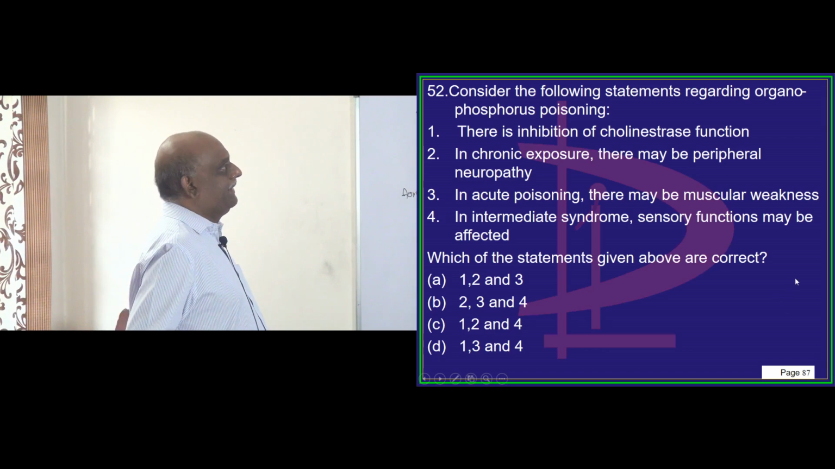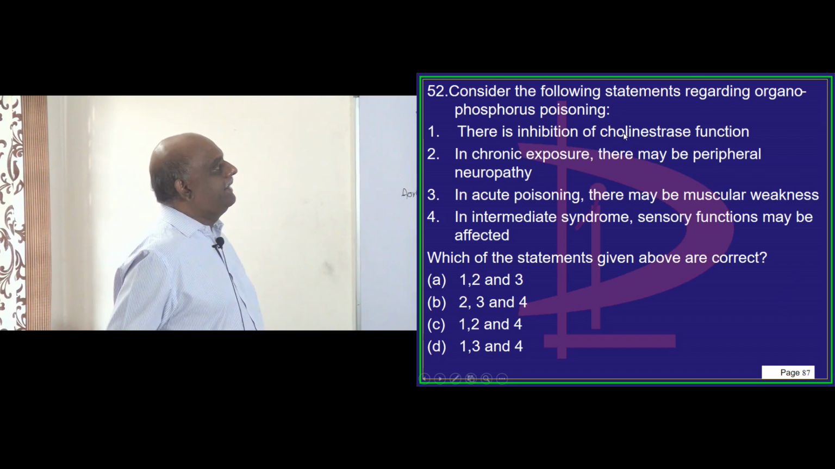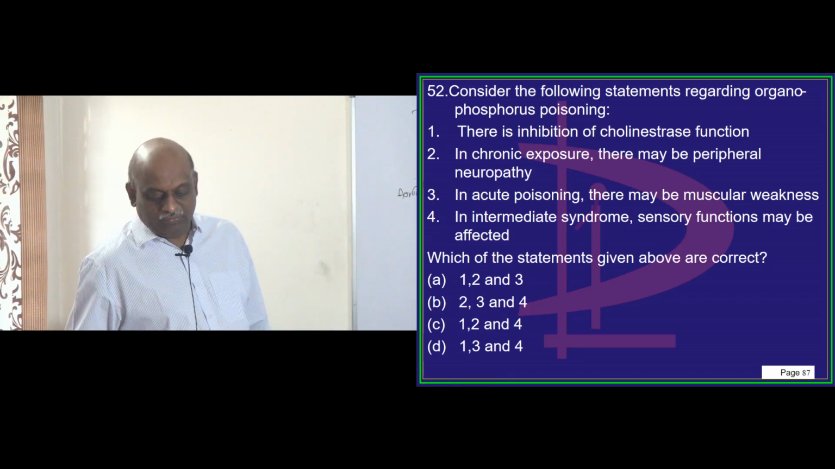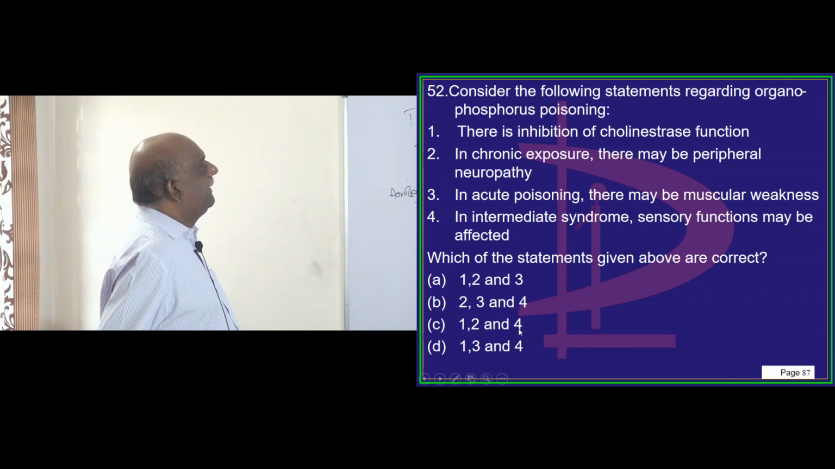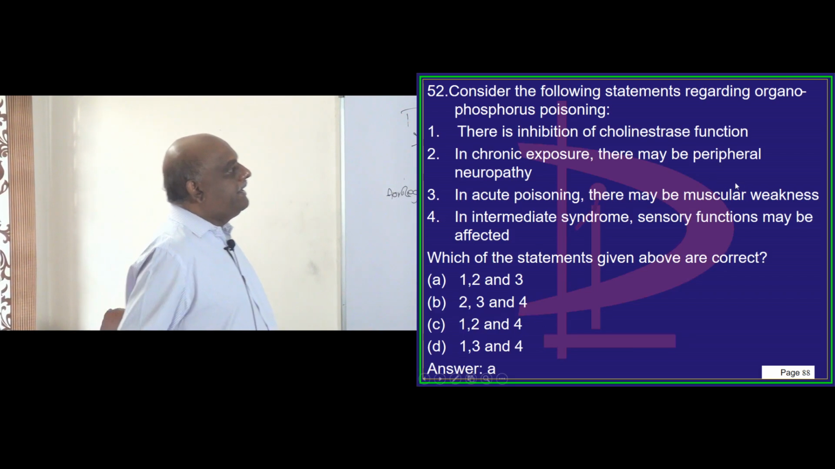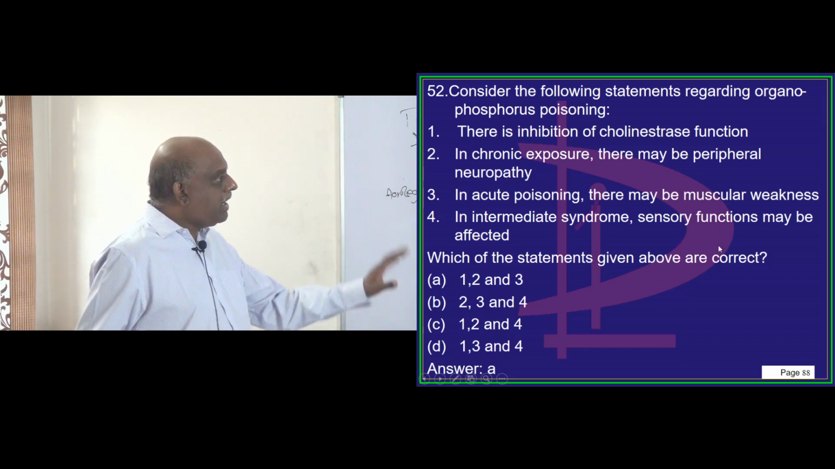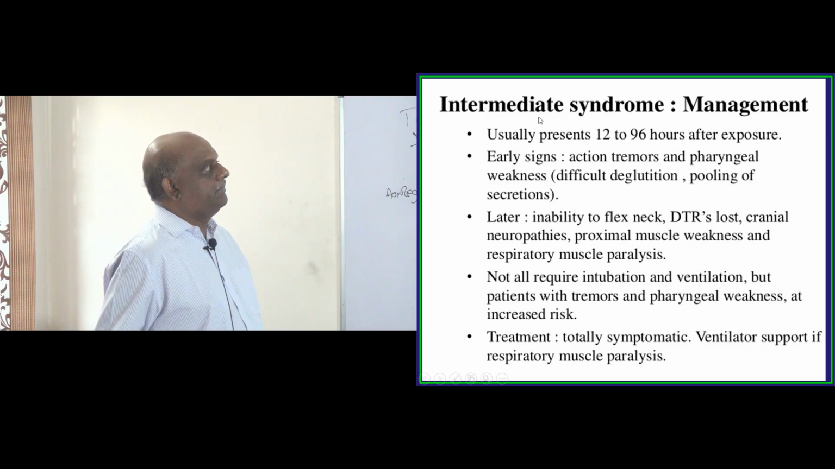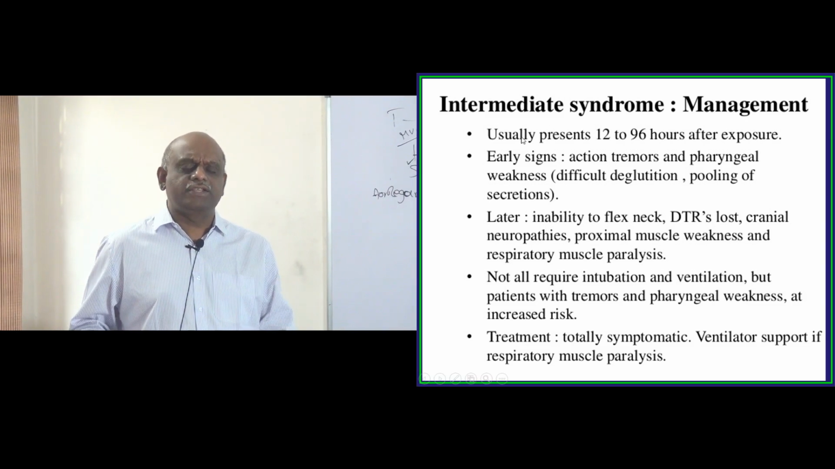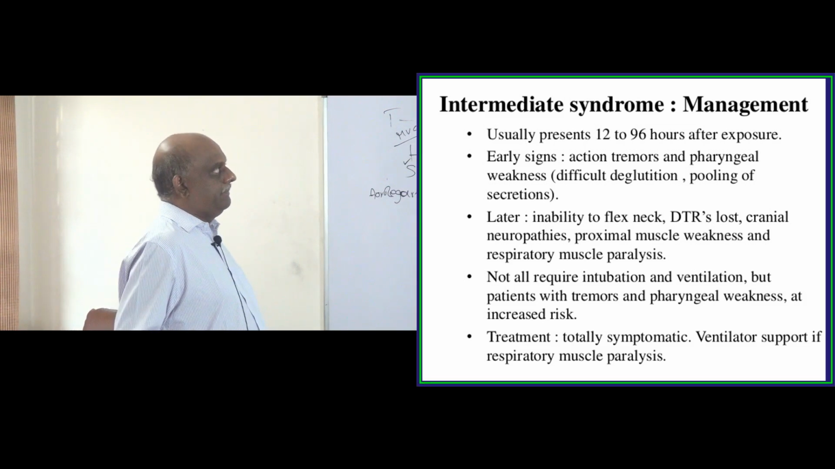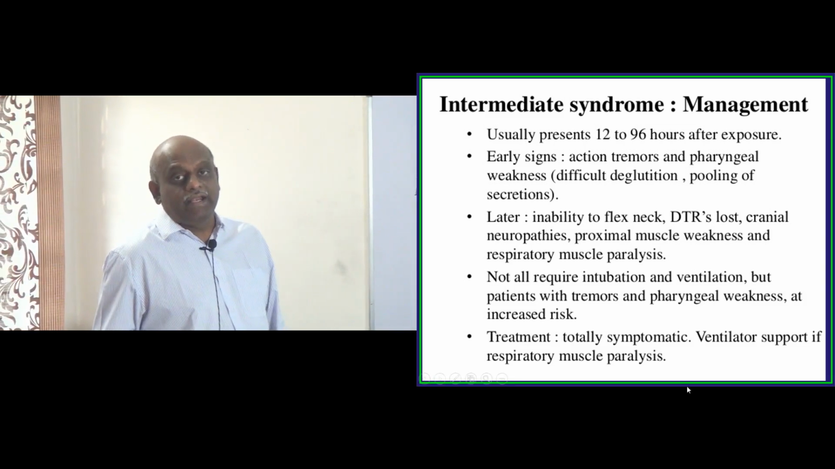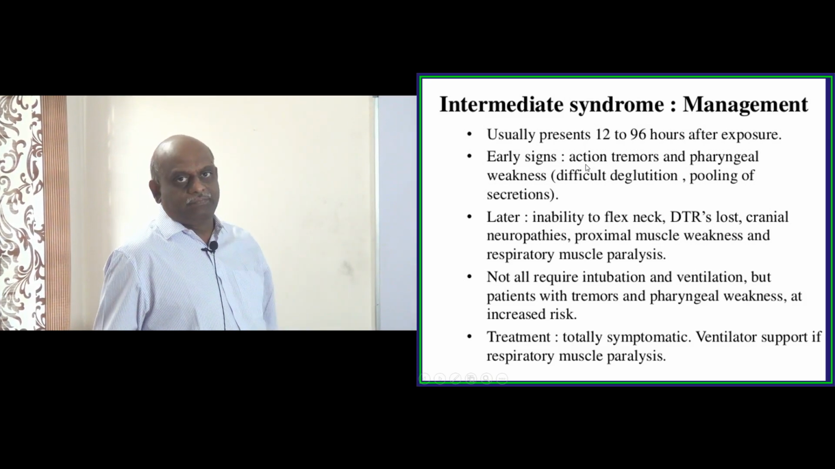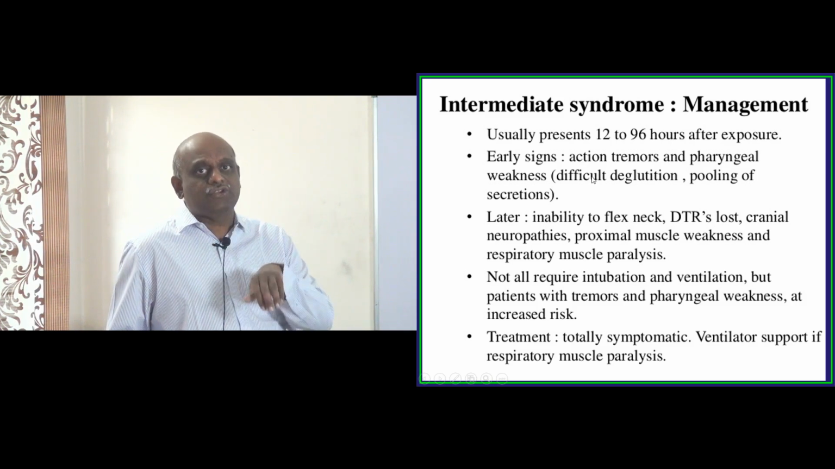Okay. In organophosphorus poisoning, intermediate syndrome is a very important question. In intermediate syndrome, only motor functions are affected; sensory is not affected. So what is meant by intermediate syndrome in organophosphorus poisoning? Usually it presents 12 to 96 hours after the exposure. There will be action tremors, pharyngeal weakness, and difficulty swallowing.